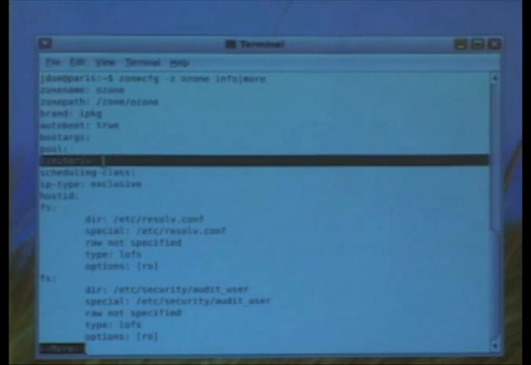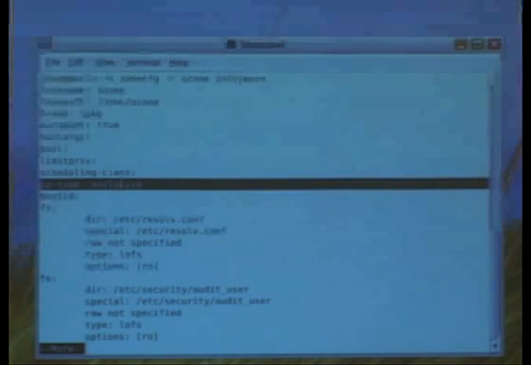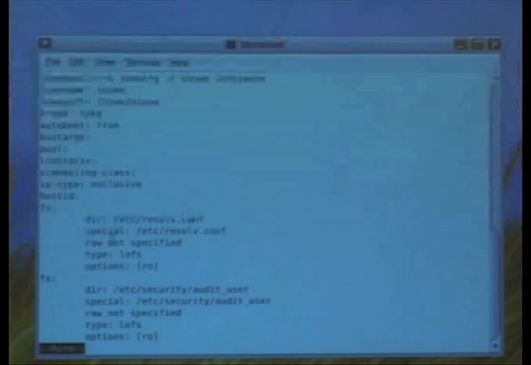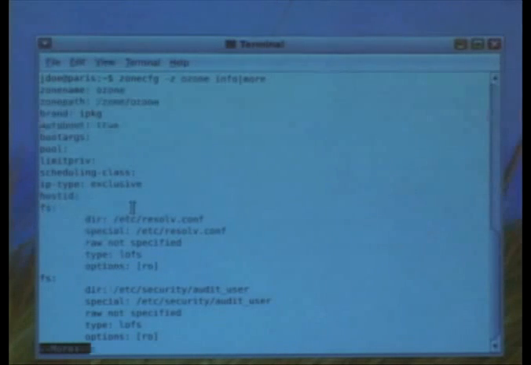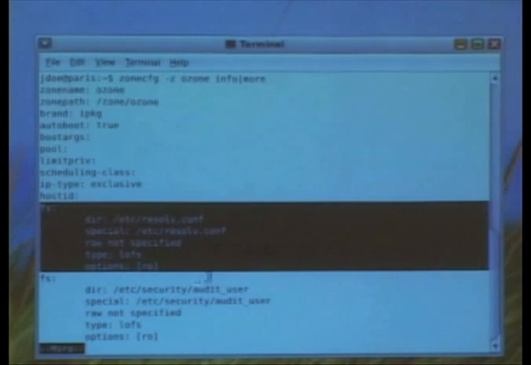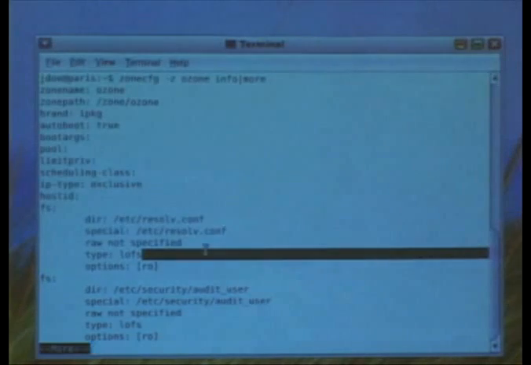Then limit privileges is the default. Exclusive IP type, so IP administration is delegated to the zone. And then here comes the first funky one. FS always stands for file system. And what's mounted here is not really a directory. Traditionally we look at directories being mounted on top of mount points, right? Well, this is a file name that's mounted on top of a file name. So that's kind of interesting.